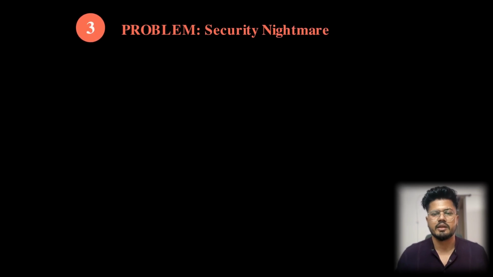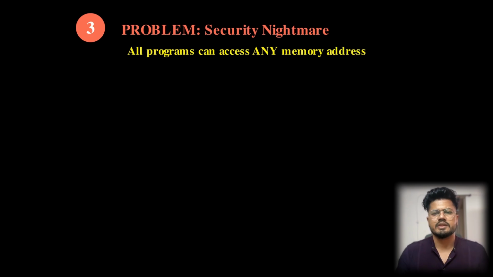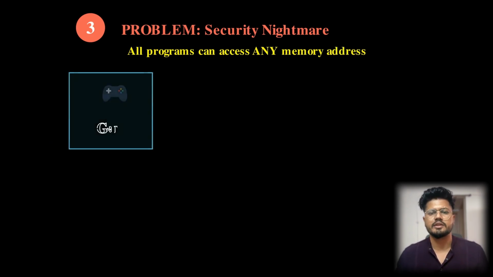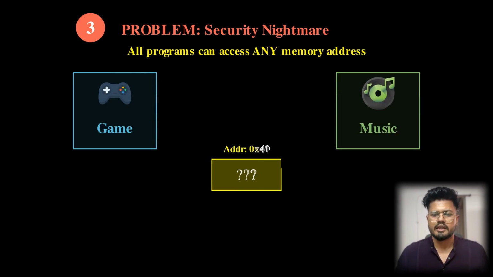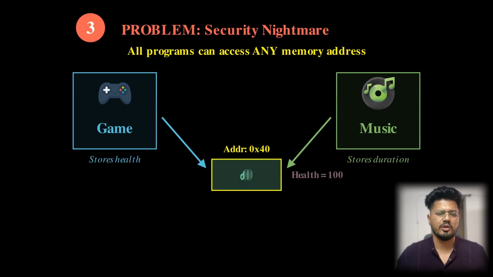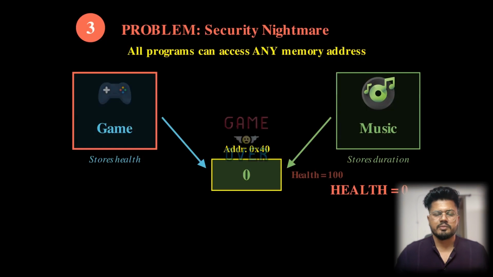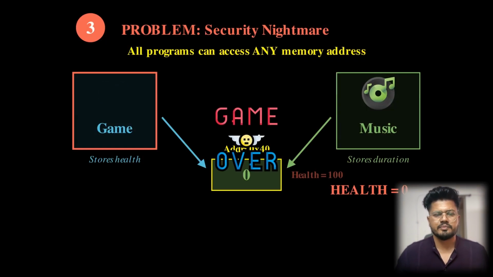Okay, and the last problem: let's consider there are multiple processes running and you have common memory. Sometimes what happens, one program is a music player and another program is a game you are running. The game places its health into one of the addresses, and currently the health is 100. Your music player writes at the same address, which holds the duration it has been playing. Initially it will put the value 0, and then when the game comes and checks that value, it will be 0, so your health is 0 and the game will be over.